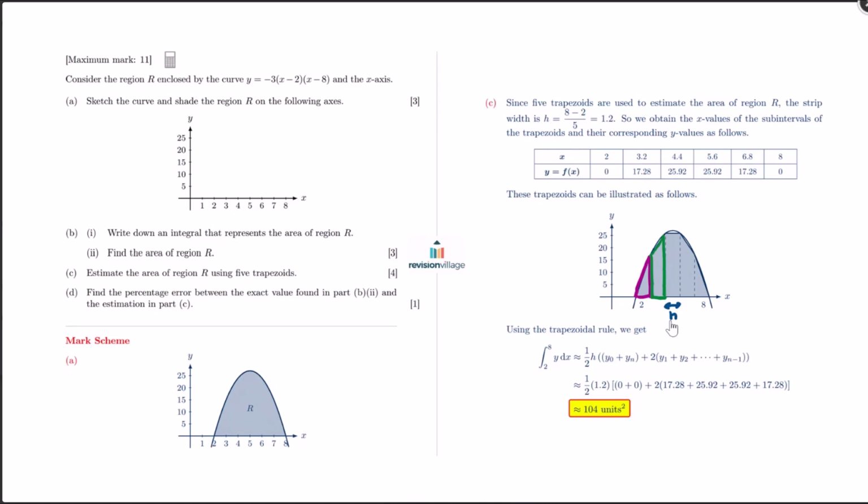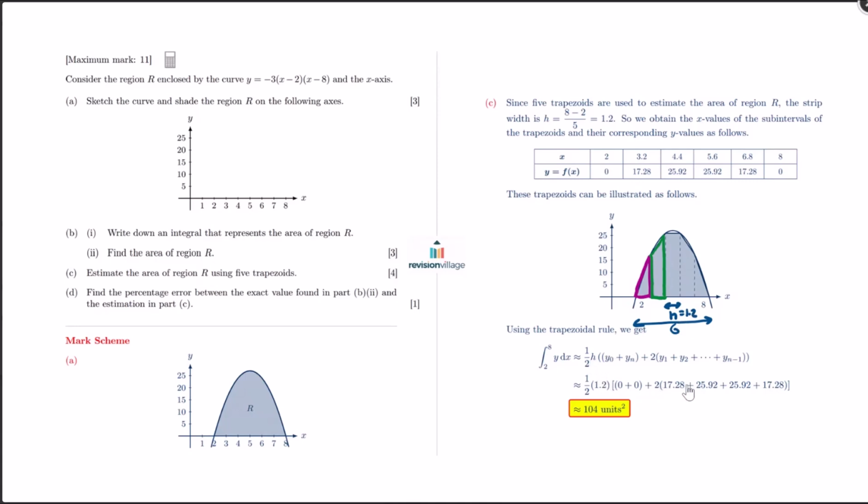Now, all 5 trapezoids go from a left-hand side of 2 to a right-hand side of 8 on the x-axis. So the total width for 5 trapezoids is 6. So this total width here is 6. And it's broken up into 5 trapezoids. So therefore, we can find each individual trapezoid width by doing 8 take 2, which is 6, over 5, which is 1.2. So each of these widths here, which we call h, is 1.2. So my h value here in my trapezoidal rule is 1.2.